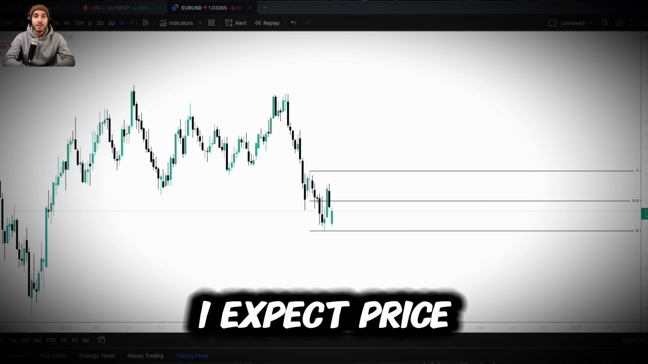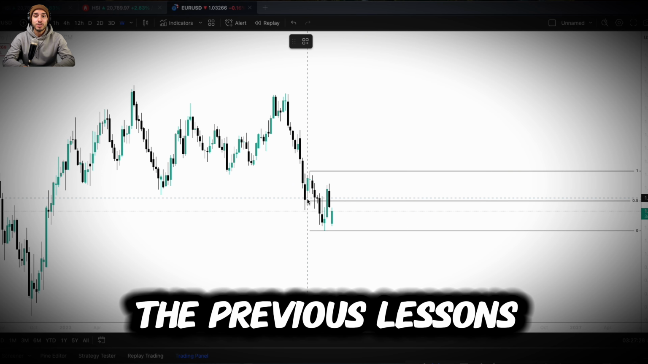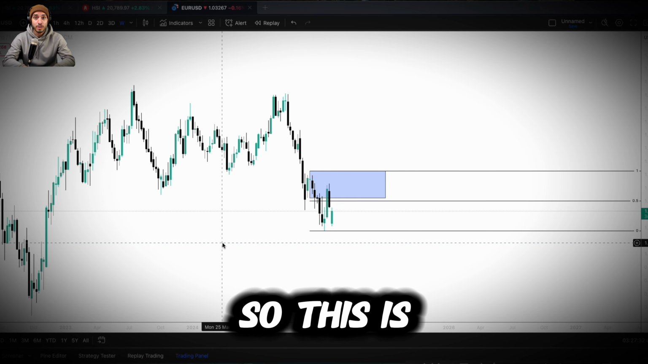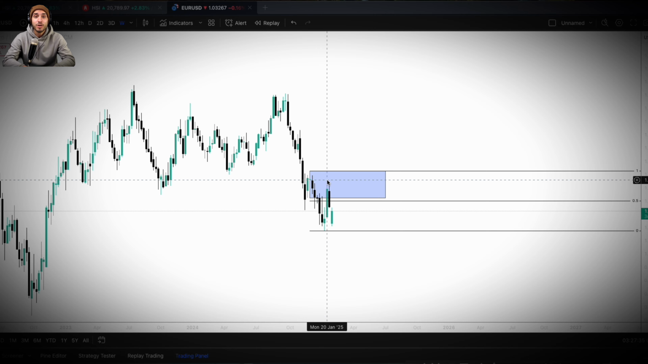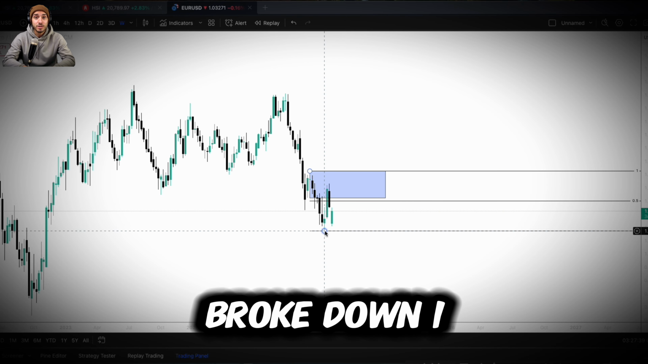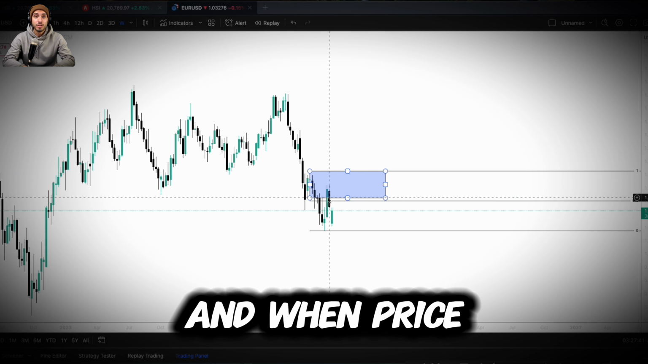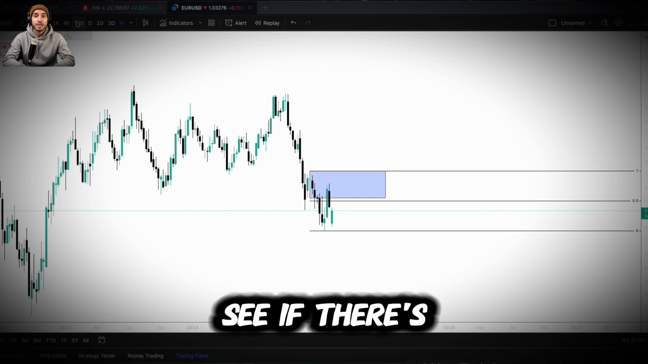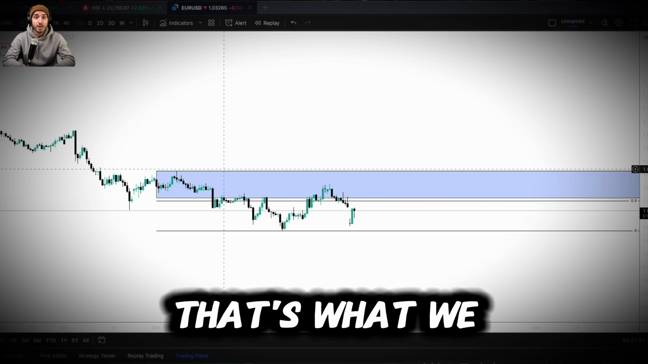So where do I expect price to turn? What did we learn in the previous lessons? Exactly. These two candles are my order block. So this is my point of interest. And in this order block, I want to see something that I can go short. So when price broke down, I wait until here, and when price gets into the blue zone, I am now going to the lower time frames, because now I want to see if there's something for me to short. That's what we will do now.